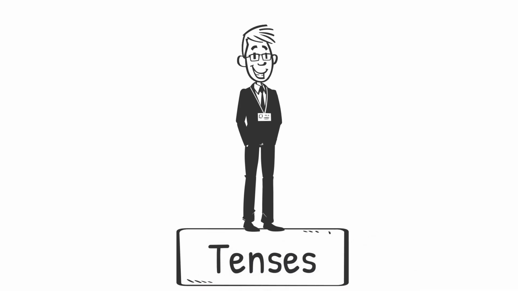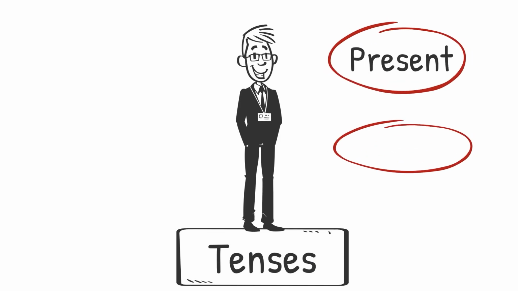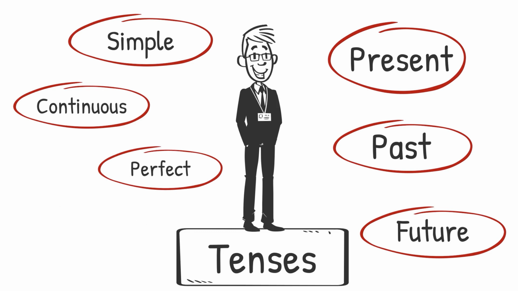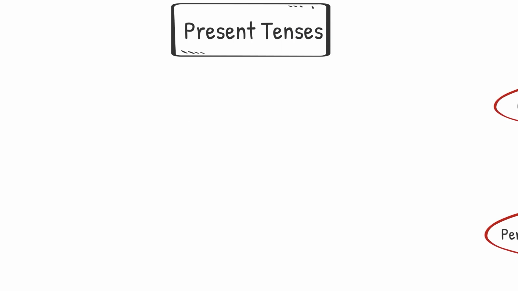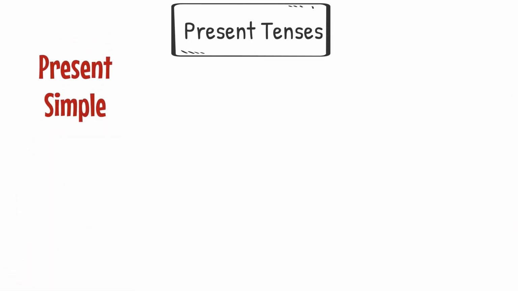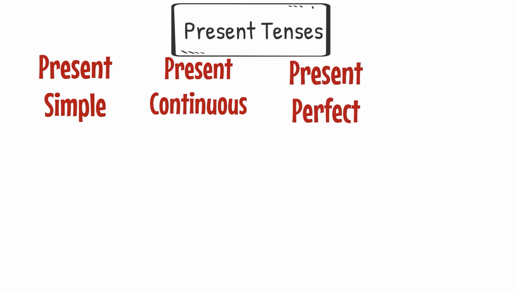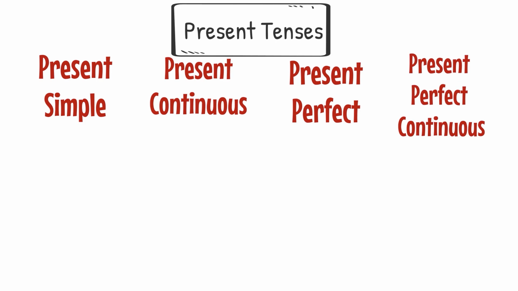Tenses are used in English to indicate when an action or event is happening. There are 12 tenses in English, divided into 3 main categories: past, present, and future. I'll explain each of them in an easy way. Now let's start with present tenses. Let's have a look at 4 tenses: present simple, present continuous, present perfect, present perfect continuous.